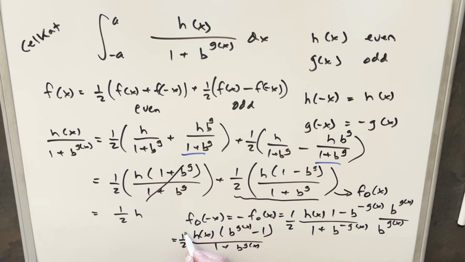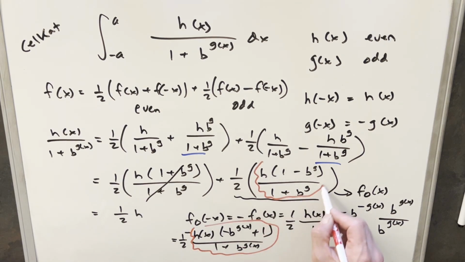But if I just multiply by minus 1 out front here, and reverse the sign in here, just notice that this right here is the same as this right here. We just have added this minus sign. So this is actually our minus f_o of x, which is our definition of odd. So this here is an odd function.